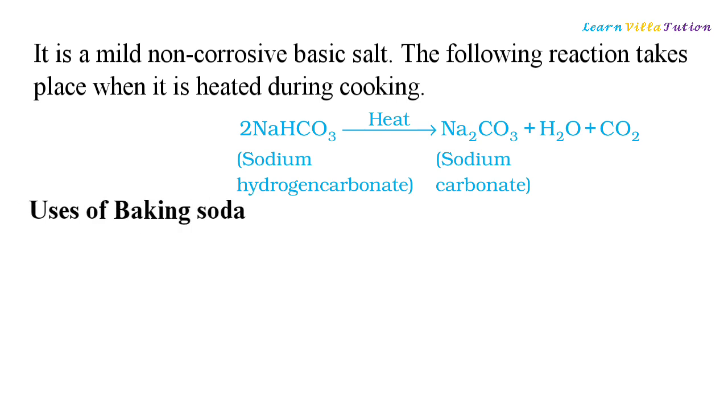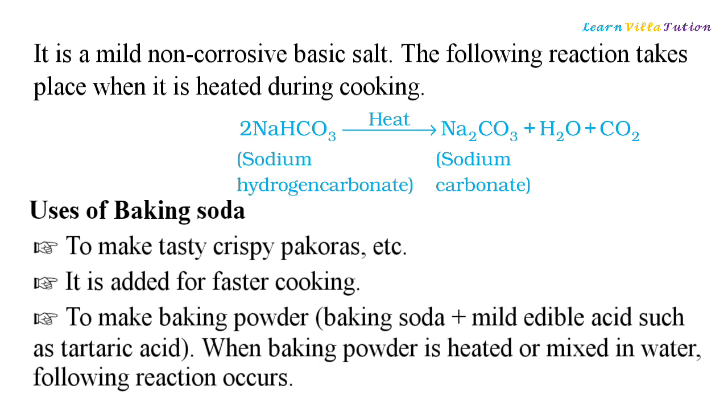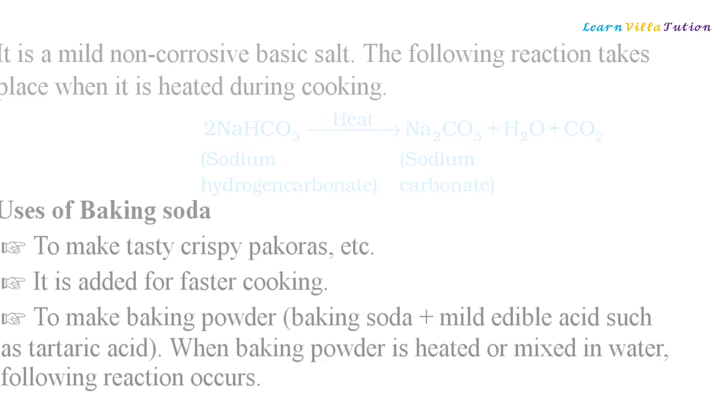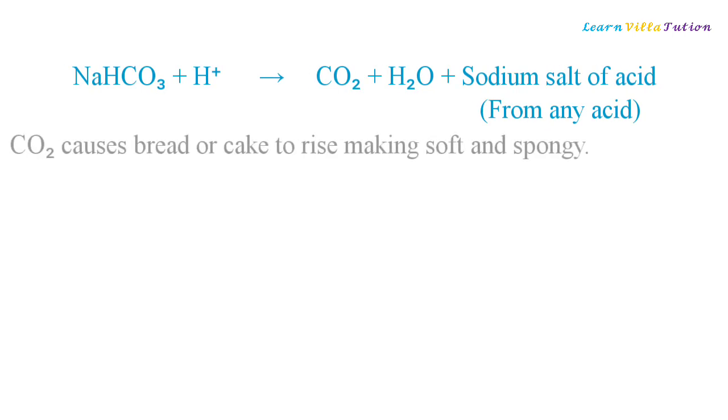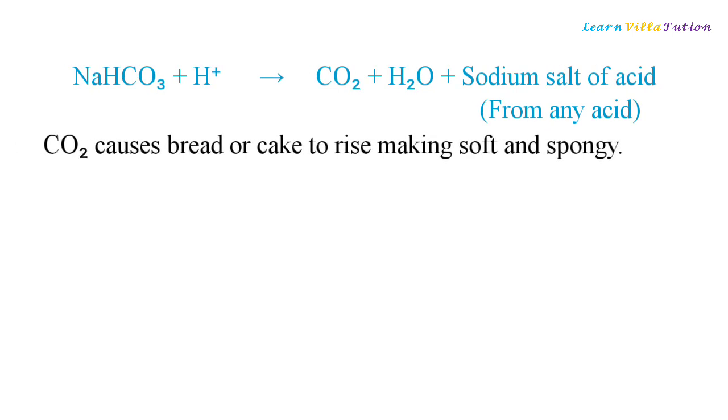Uses of baking soda. To make tasty crispy pakoras, etc. It is added for faster cooking. To make baking powder, baking soda is mixed with a mild edible acid such as tartaric acid. When baking powder is heated or mixed in water, the following reaction occurs. CO2 causes bread or cake to rise, making it soft and spongy.